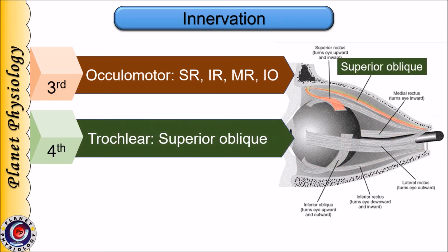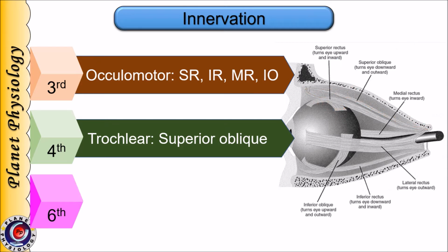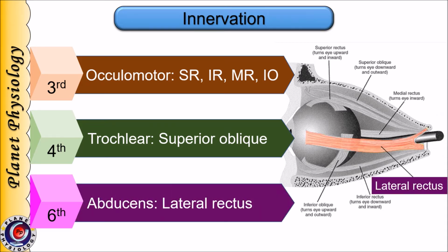4th cranial nerve is trochlear nerve and it innervates superior oblique muscle. So as you can see, this is the superior oblique muscle. 6th cranial nerve is abducens nerve and it innervates lateral rectus muscle. All these nerves and their innervation can be remembered by the mnemonic LR6SO4-3. It means lateral rectus is innervated by 6th nerve, superior oblique by 4th nerve and remaining all the extraocular muscles are innervated by 3rd cranial nerve.